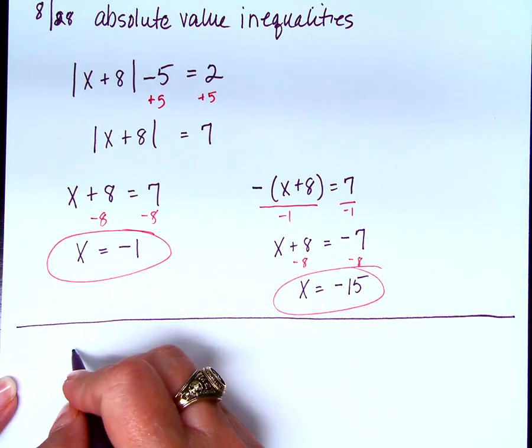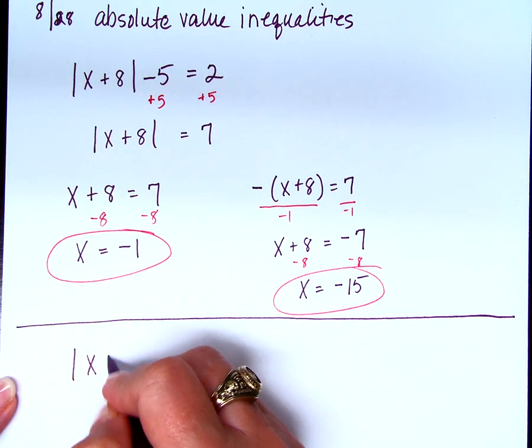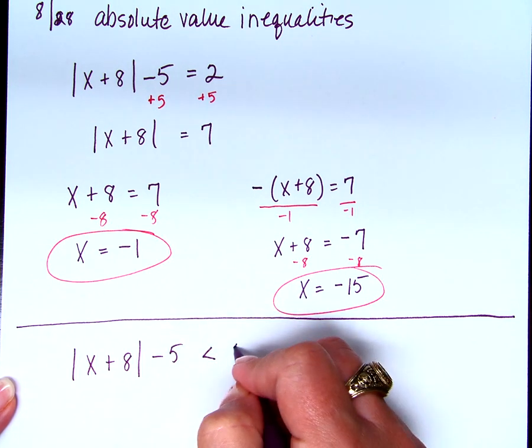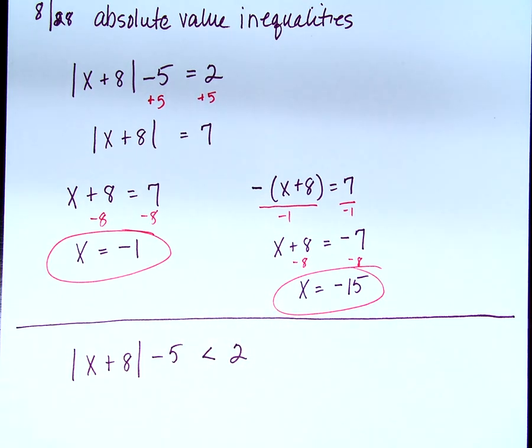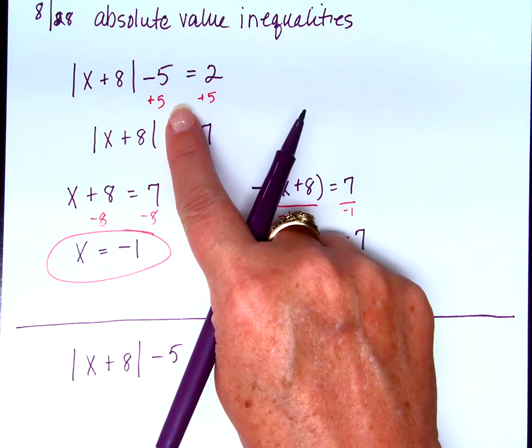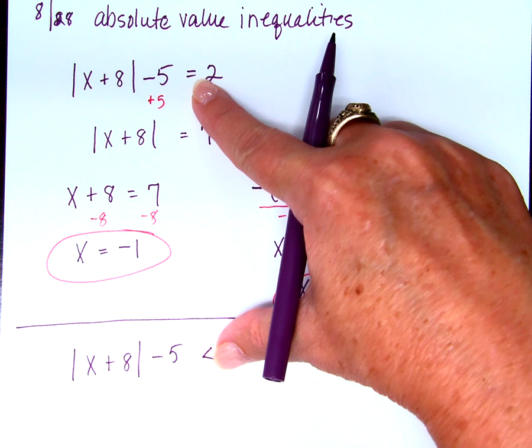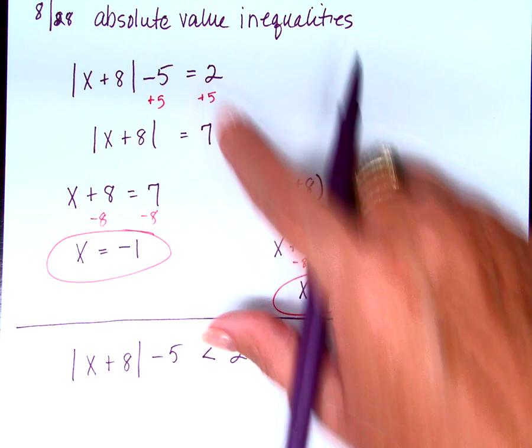Look at what the first example is going to be. Absolute value of x plus 8 minus 5 is less than 2. Does that look familiar? Yeah, what's the only difference? The sign, right? The inequality sign.